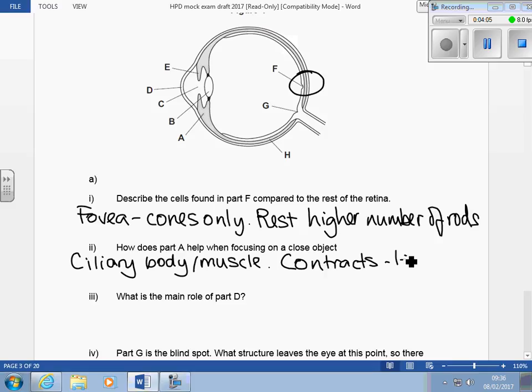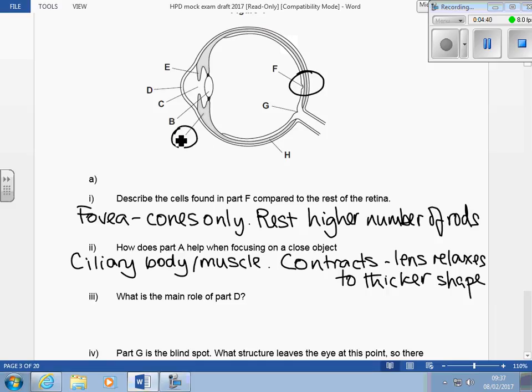So the lens actually relaxes then, doesn't it? It's not stretched out. It's to a thicker shape. I think that's the right way around. The trouble is that requires you to understand the physics of light, doesn't it? Bending light, refraction of light, and the shapes of lenses generally. And yeah, we don't actually cover very much of that. Okay. So that was part A covered.